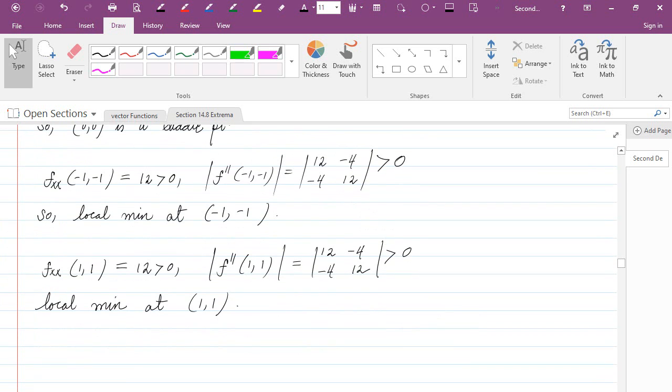Similarly, if you calculate the fxx at (1, 1), that was the last critical point, we will get 12, which is positive, and the discriminant evaluated at (1, 1), that is the determinant of the second derivative at (1, 1), it is 12, -4, -4, 12, which is also positive, so we have a local minimum at (1, 1) as well.